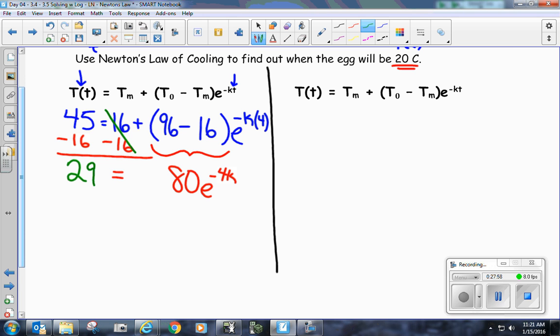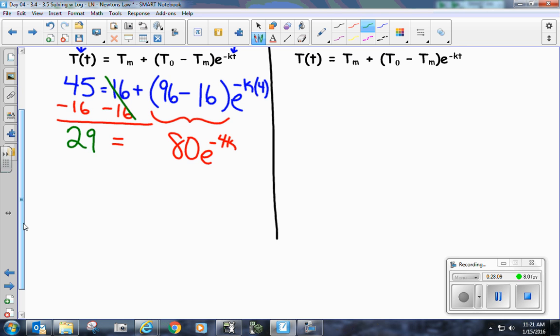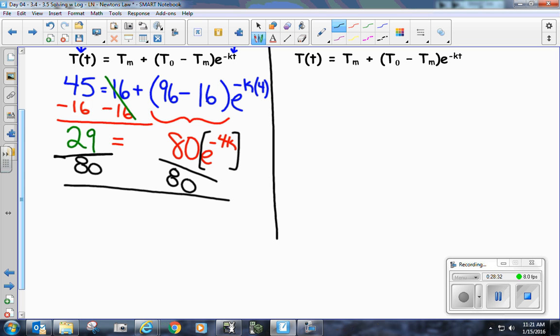Nothing different. We just need a log to solve for k. We just did that, right? Is there a variable in the exponent? So we have to bring that down using log. Now, which log do you think we're going to use, log or natural log? Natural log. Yeah, there's an e there. It's going to be easy. But before we do that, we want to get rid of the 80, don't we? So let's divide this side by 80.